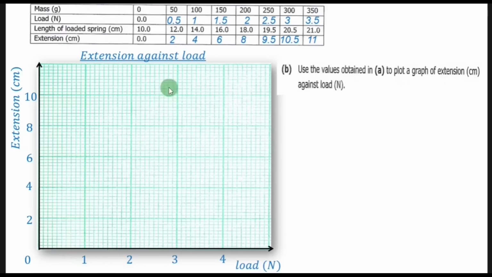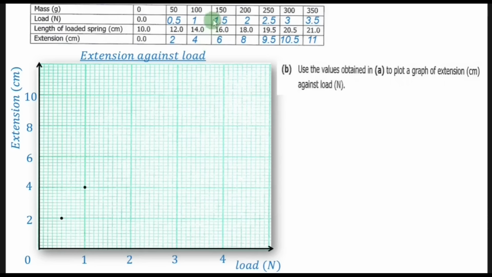Then you are plotting 0.5 against 2. So you say 0.1, 0.2, 0.3, 0.4, 0.5. Against it, 2. So when you go straight, 2 is here on the extension side. So you plot here. This is 0.5, 2. Then you come to 1, 4. So 1 on the load is here. Then 4 is actually here. So this one is straightforward here.